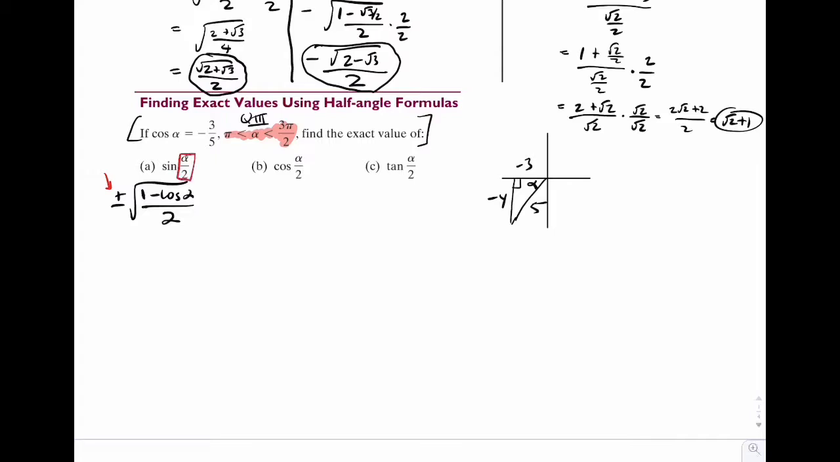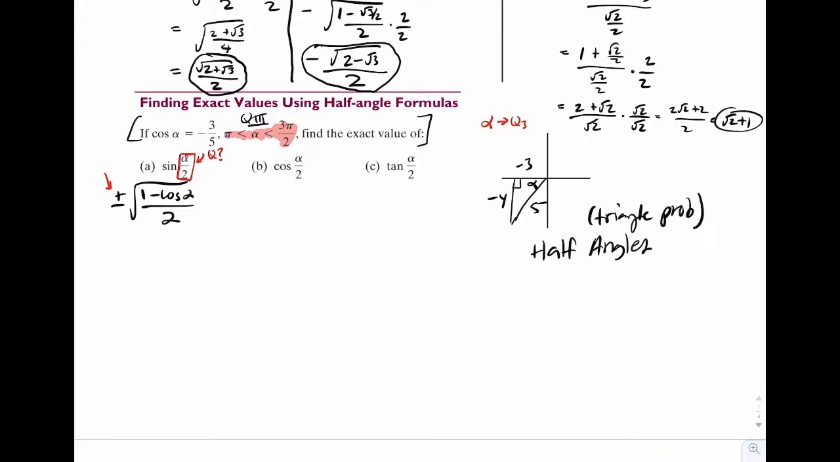It's all about the quadrant of this thing. Alpha over 2 is in what quadrant? Now, what's important to know is alpha is in quadrant 3. What we don't know is alpha over 2. So to do this on the side, I'm going to give you a little diagram. You have to understand that with half angles, this is for triangle problems.